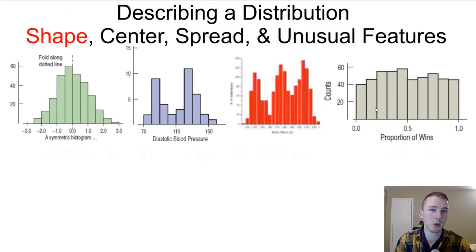But in order to use those models, remember it has to be unimodal and symmetric. So the mode is the one that occurs most often. So this one has one mode. It's like one clear peak. So that's unimodal. This one would be bimodal.